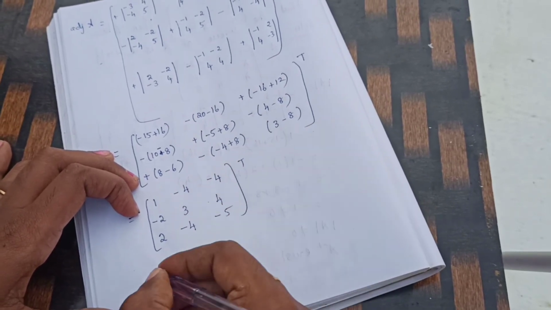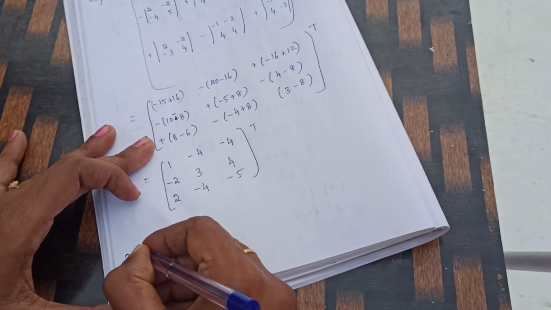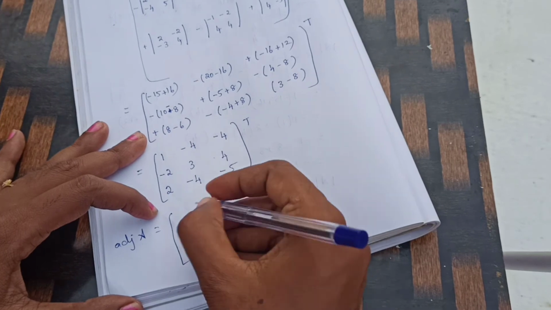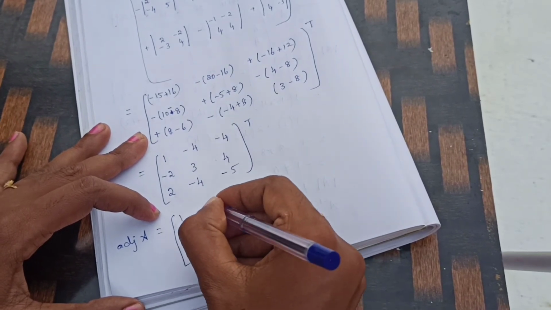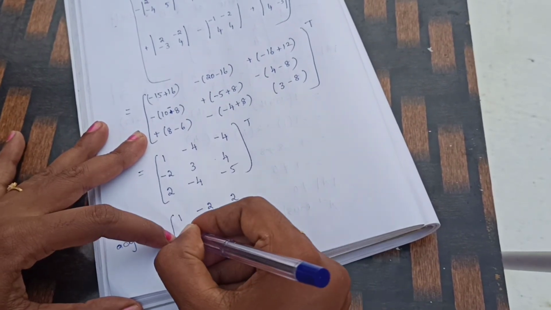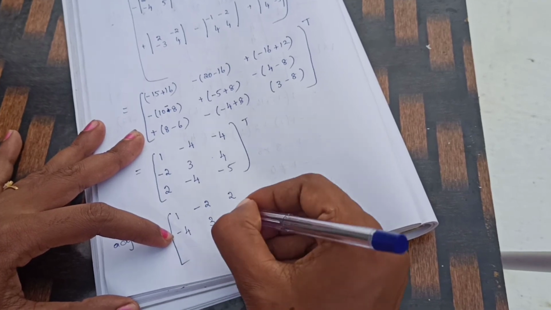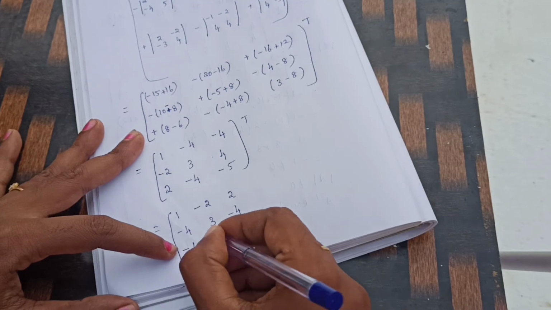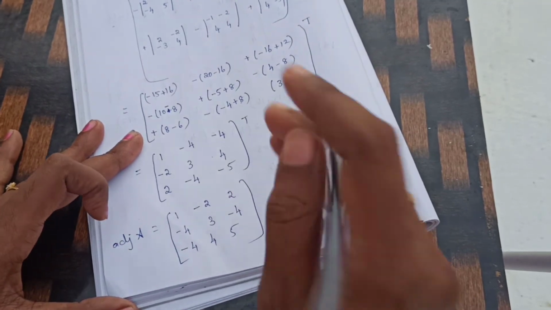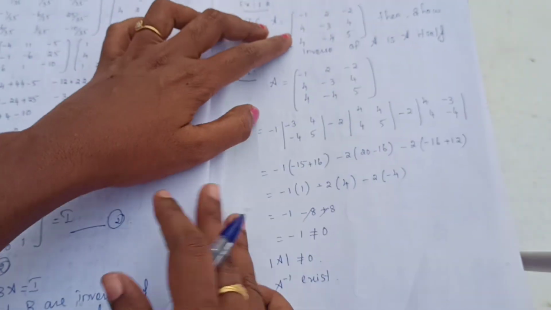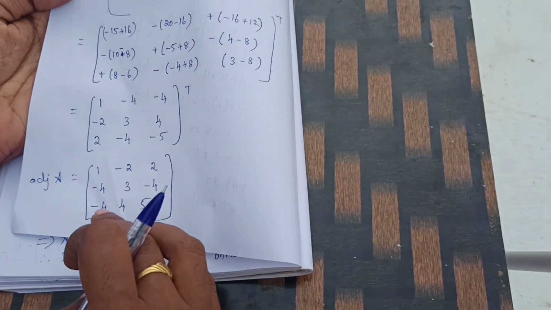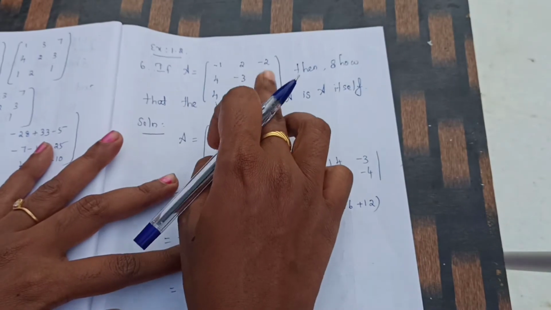This also needs a transpose. For the adjoint of A, what will you do? Row as column, column as row. Is it right? So 1, minus 2, 2, then minus 4, 3, minus 4, then minus 4, 4, 5. Understand? This is adjoint A. Now check the question whether both are equal. 1, minus 2, 2. 4, 3, minus 4, minus 4, 4, 5. Whether both are equal? Yes.